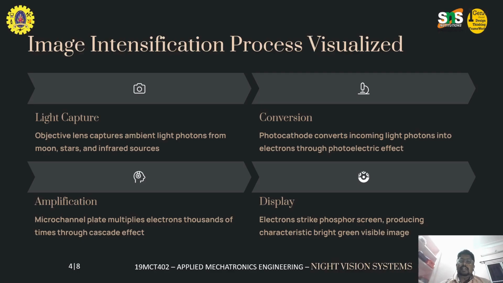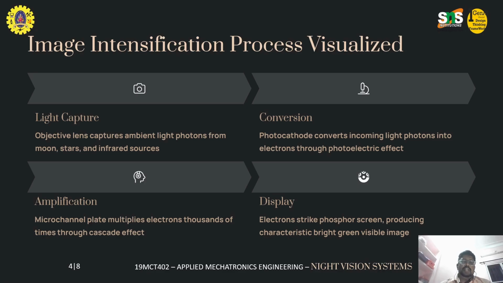Post that, we have the conversion process. A photocathode converts incoming light photons into electrons through the photoelectric effect. You remember the photoelectric effect, right? Through the photoelectric effect, the incoming photons are converted into electrons by the photocathode. Okay. So now we have electrons replacing the initial photons.